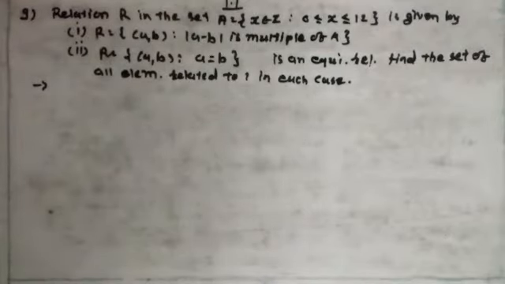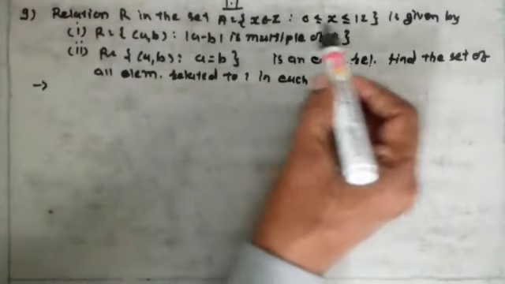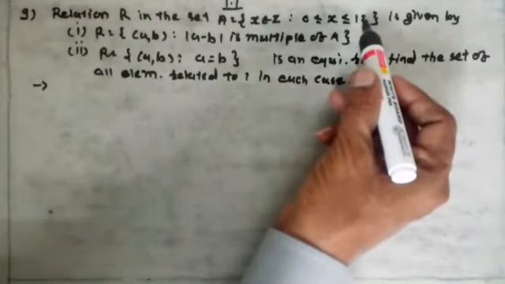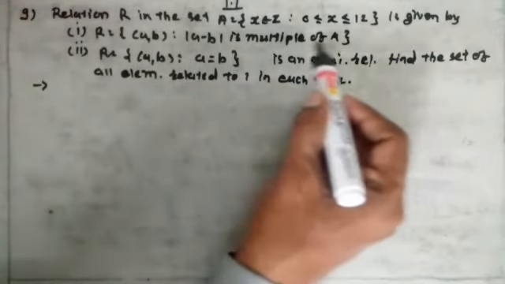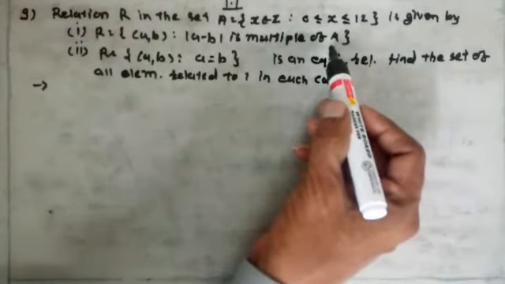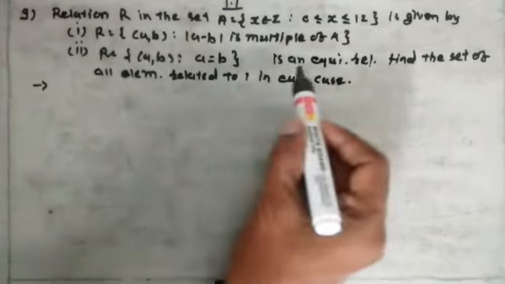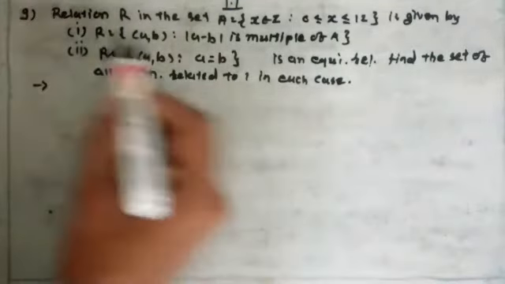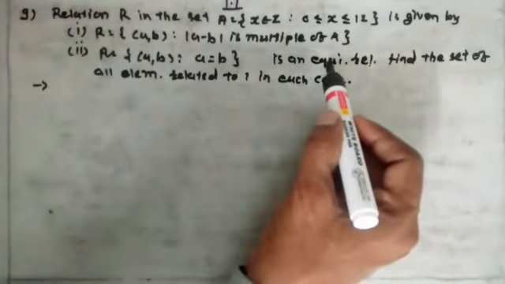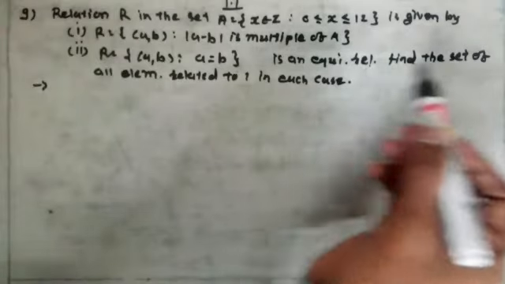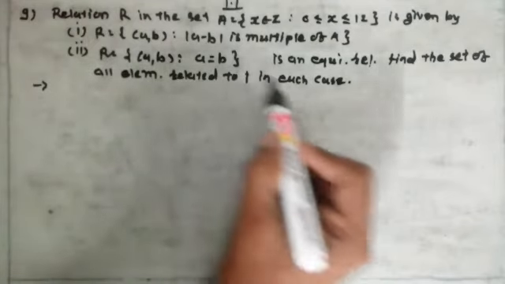Show that each of the relations R in the set A = {x belongs to Z, 0 ≤ x ≤ 12} is given by R = {(a, b) such that |a − b| is a multiple of 4}, and the second relation R = {(a, b) such that a = b}, is an equivalence relation. That is, we want to show that the relations given in the first and the second are both equivalence relations. Also, find the set of all elements related to 1 in each case.